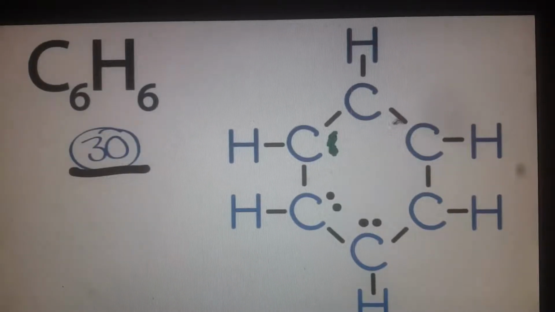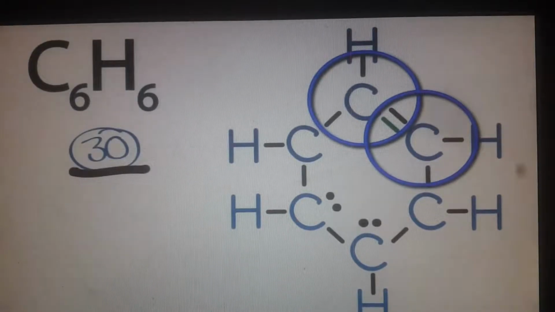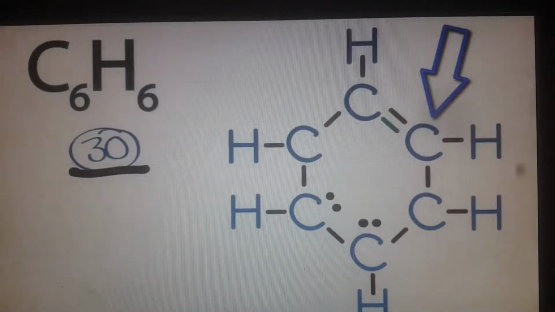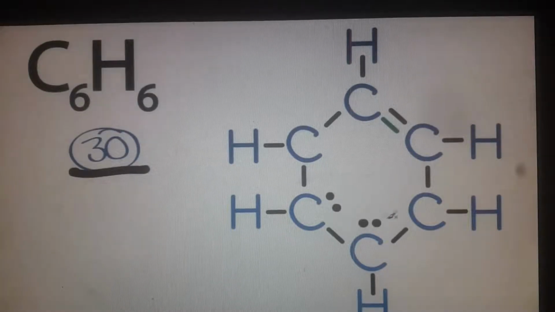So let's take these 2 valence electrons and form a double bond between these 2 carbons. So now these 2 carbons here have 8 valence electrons in their outer shell. We can form another double bond, but we can't put it right next to the one we just formed, because then that carbon right here would have more than 8 valence electrons. So we'll need to alternate our double bonds. Let's take these 2 here and form a double bond here. And finally, let's take these 2 and form a double bond right here.